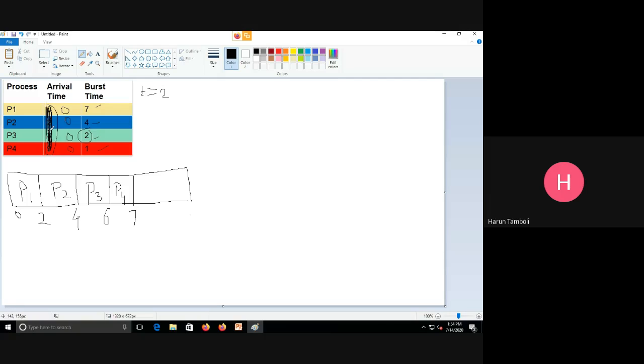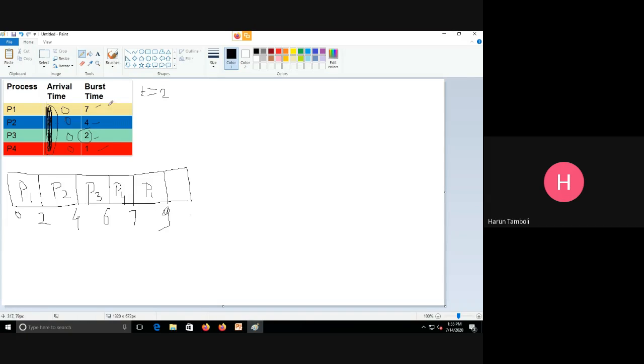So now in the next turn P1 will start executing again. What is the remaining time for P1? Out of 7, 2 execution was complete. So remaining 5. Out of 5, again 2 seconds complete. Again after 2 seconds it will get removed.